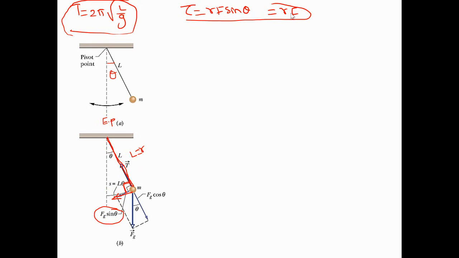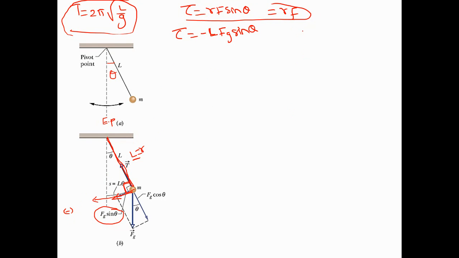So if I want to apply the torque rule for this pendulum, how can I write it? Torque tau is equal to R, which is L, times the force, which is Fg sine theta. The most important thing is the sign. If the bob is moving in this direction, this is the negative direction. So I can put a negative here.